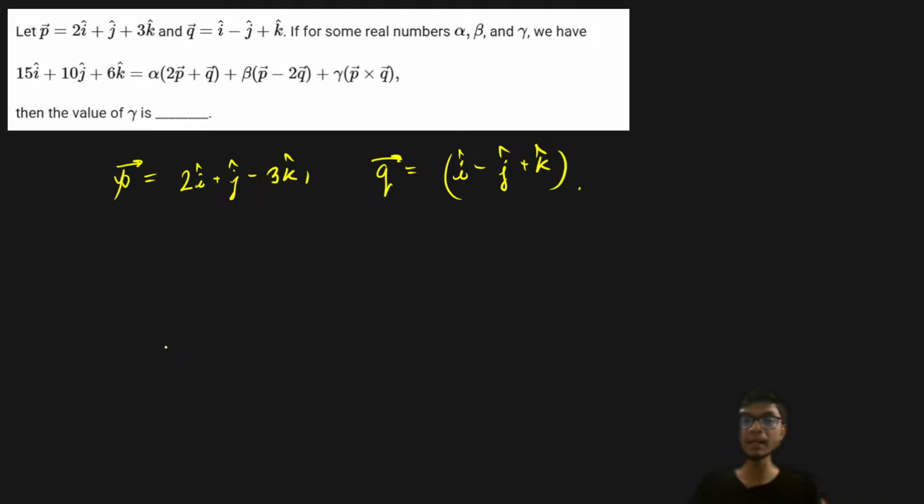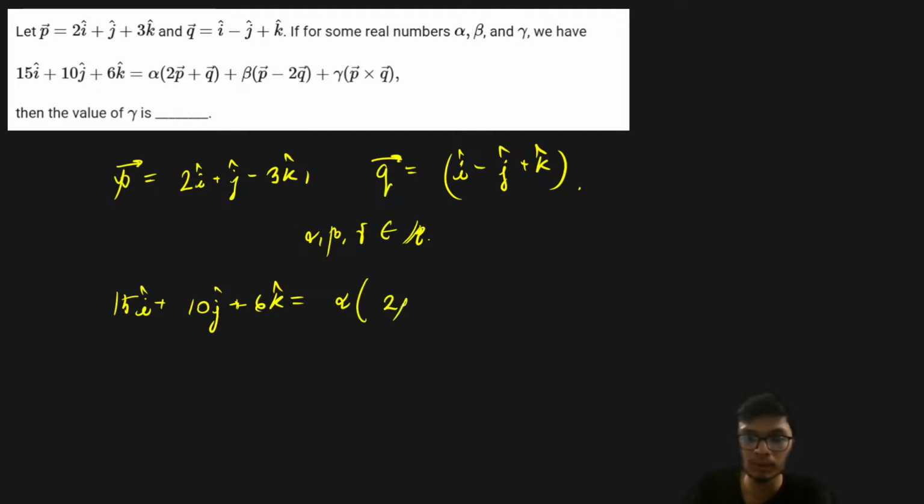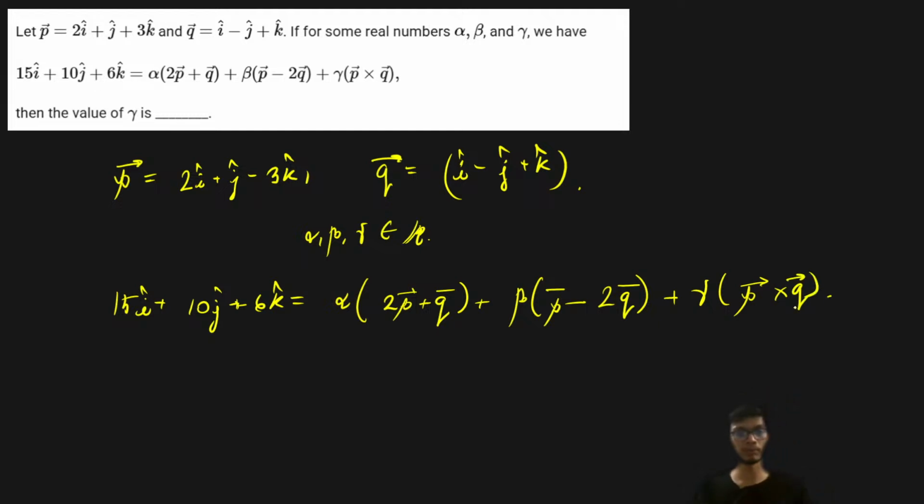Now it is said that for some real values of alpha, beta and gamma, which belong to the real numbers R, there exists a particular vector 15i cap plus 10j cap plus 6k cap, which is given as alpha times of 2p vector plus q vector, plus beta times of p vector minus 2q vector, plus gamma times of p vector cross q vector, right? That is what is mentioned in the problem over here, right?